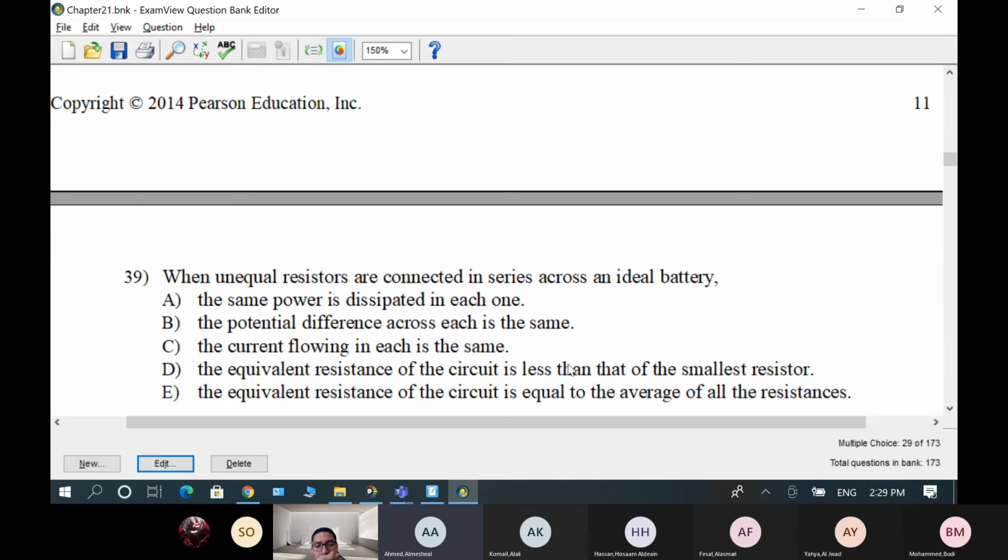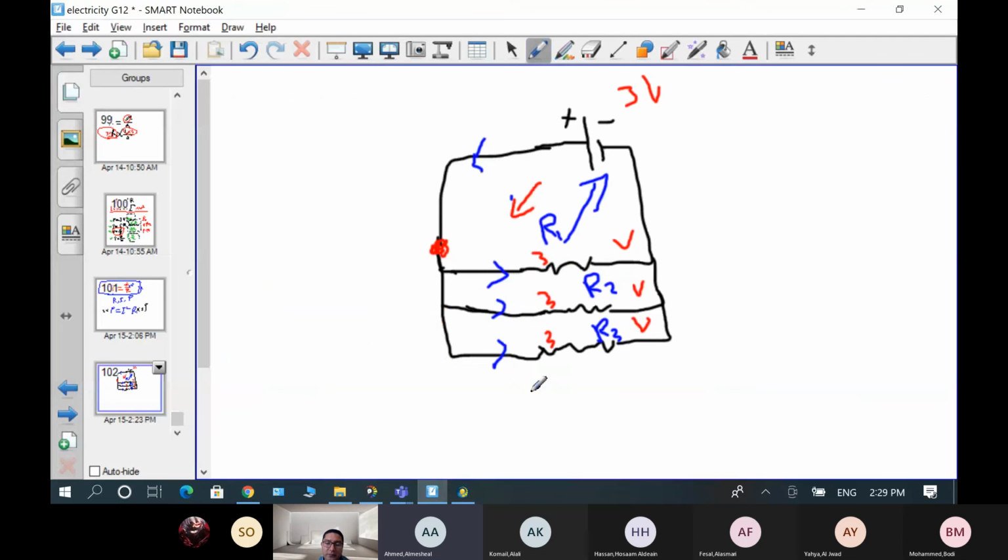It's not D. And it's not C. The current flowing in each is the same. This is the right answer. But doesn't the current drop? No, the voltage drops, but the current is the same.